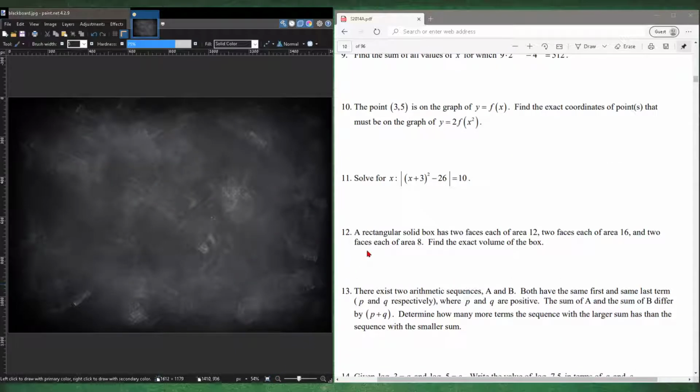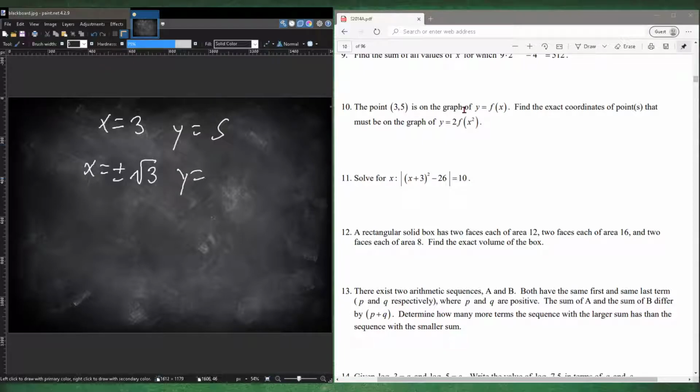Number 10. The point (3, 5) is on the graph y equals f of x. Find the exact coordinates of points that must be on the graph y equals 2f of x squared. So if your x is equal to 3 and your y is equal to 5, that exists. So to get 3 from x squared, that means x is equal to plus or minus square root 3.